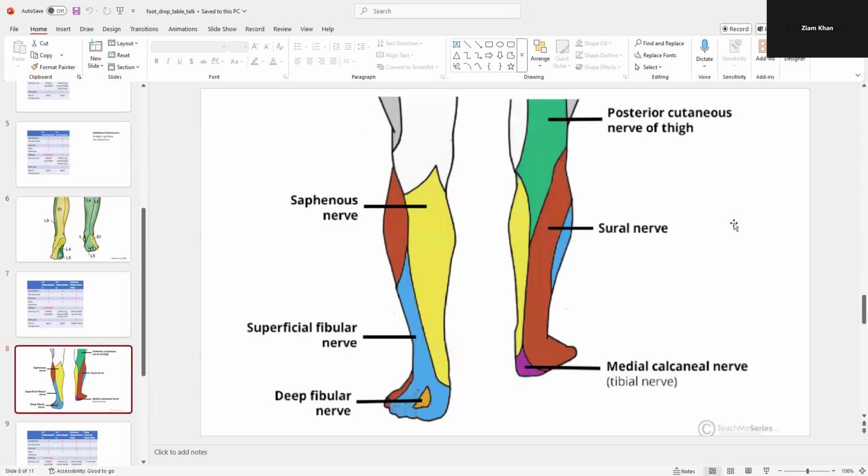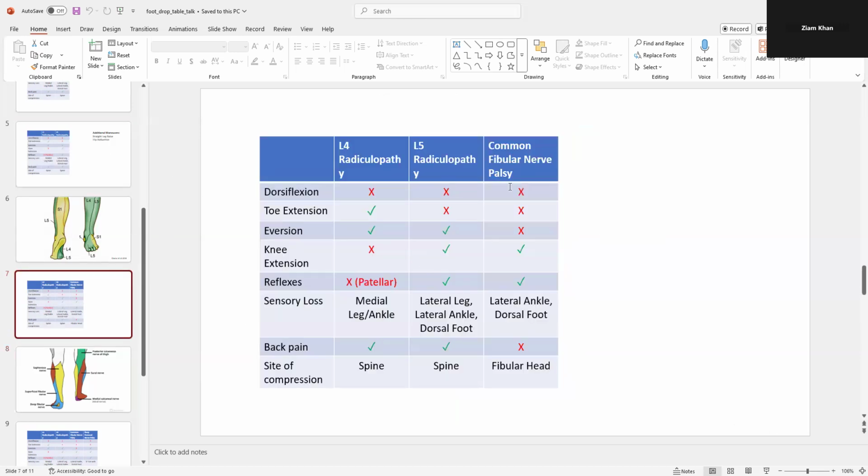One thing you want to keep in mind, as with all of these, is the sensory changes. The common fibular nerve is, as the name suggests, the combination of the superficial and deep fibular nerves, so it's going to affect all of these regions here. You might notice that it extends to the dorsum of the foot, but then covers this lateral line here, which is quite similar to the way L5 might present. So you might have a little bit of trouble telling these apart just from the sensory exam.